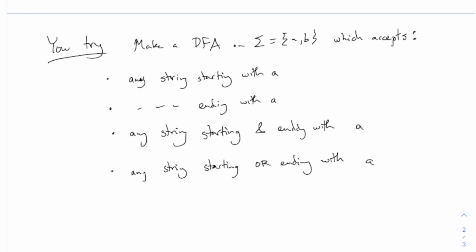Appreciate the lively discussions everyone's had. Some of you, as I was walking around, noticed that there's more than one way to do some of these, and it is possible that you might have used more states than you really had to. That's fine too. So your answers don't have to look like mine.